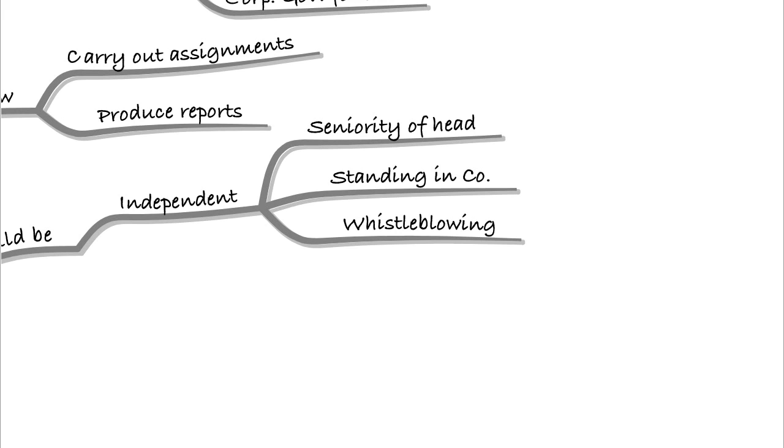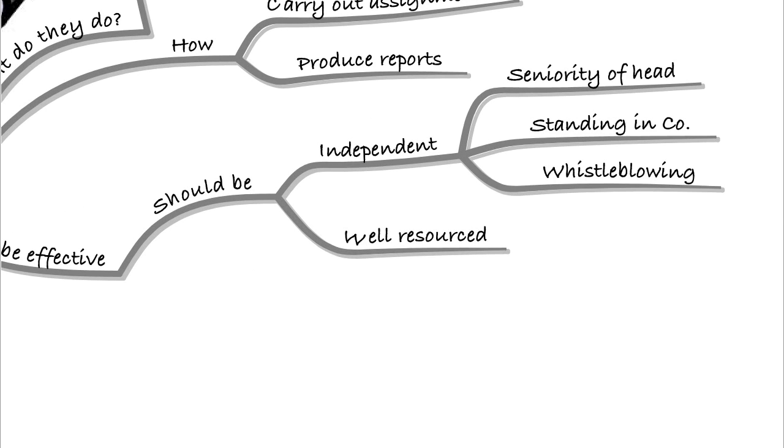The next thing that internal audit must be is well resourced. So they can't be under-resourced. There must be enough staff, there must be enough resources for internal audit to actually carry out the function that they're required to do within the business.